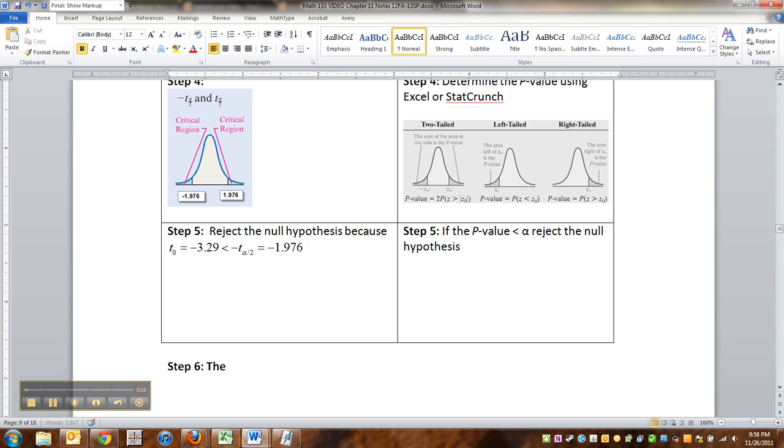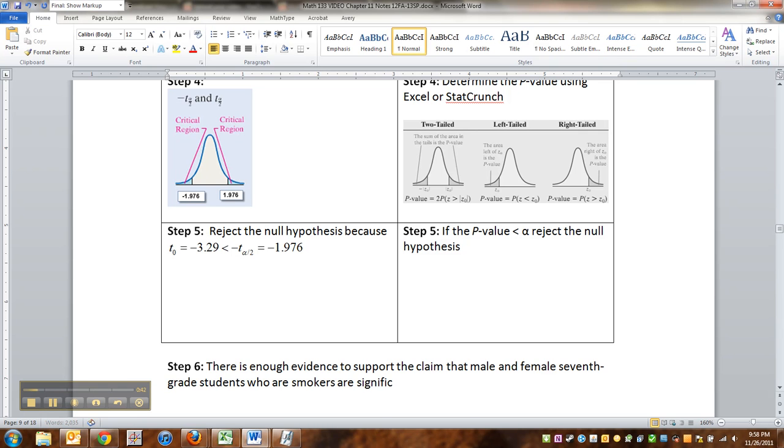But basically, there is enough evidence to support the claim that male and female 7th grade students who are smokers are significantly, let's put it that way, significantly different in their addiction to nicotine levels. All right? Because we rejected the null hypothesis, there's something statistically significant going on.